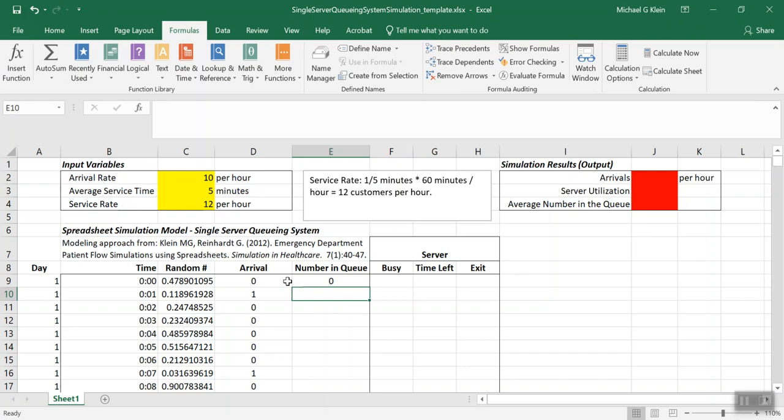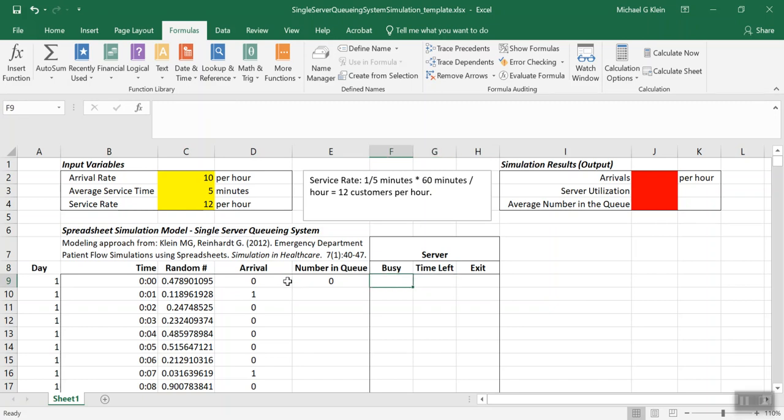The formula that we will have in cell E2 will be different. We're going to leave it and come back to that later. It is a more complicated formula. So next we're going to look at the formulas for the server. We have determined the random number for the arrival, and then we've done the arrival formula, and we know that there's no customers in the queue at time 0.